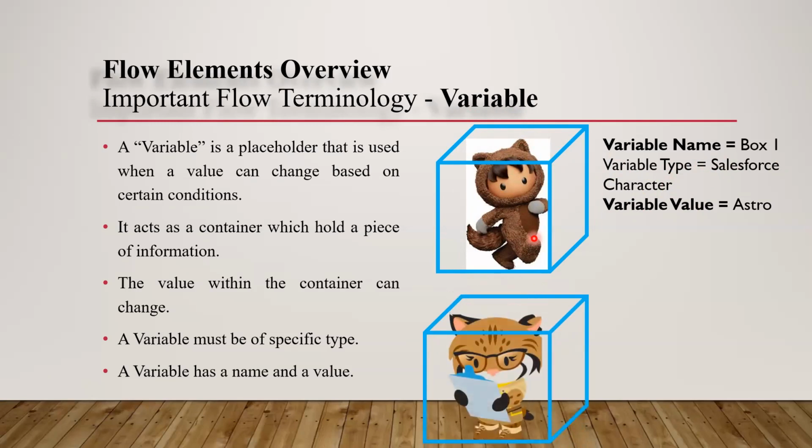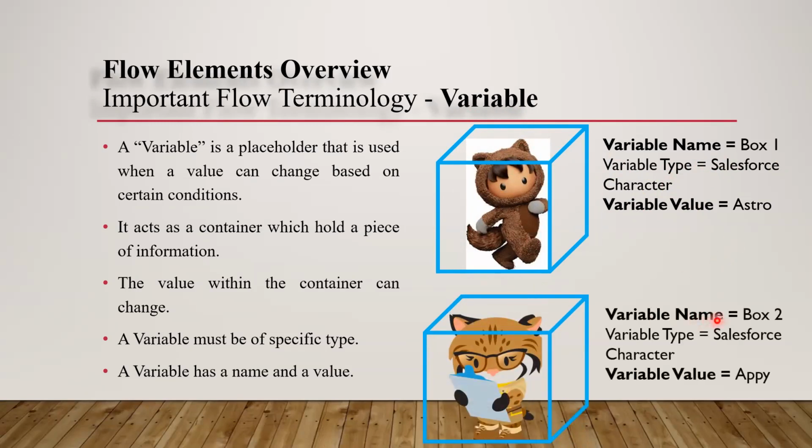I'll take another example. So this is variable name is equal to box2, and variable type is equal to Salesforce character. And variable value is equal to API.